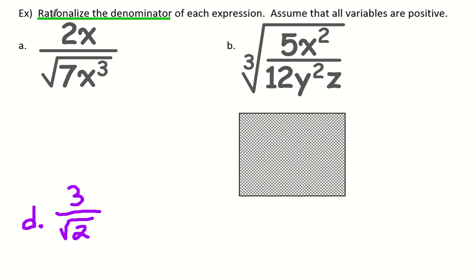So the word rationalize is like a verb that pretty much means take this denominator that's irrational right now and make it rational. So clean up the square root. Let's rewrite this fraction without any roots. For the most part it's going to be square roots in the denominator. So here's what we do.